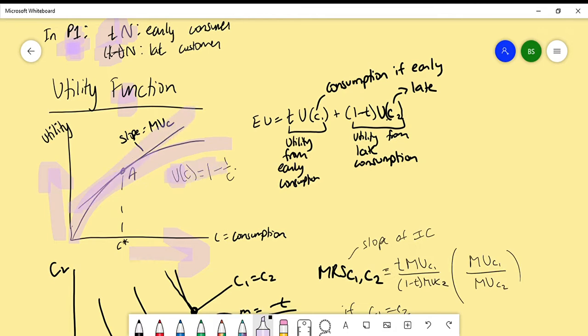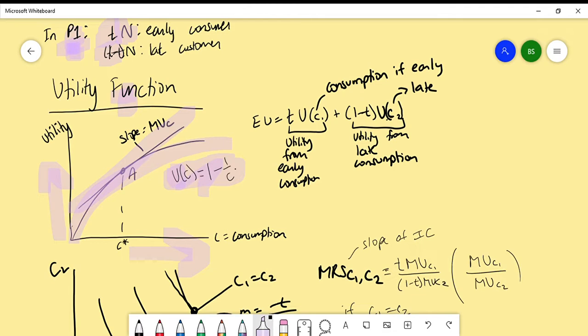When I was Googling this, I found this function that was utility of some consumption equals 1 minus 1 over the consumption value. I don't know if this was specifically for that example they gave, or if it's a general thing. I don't think it's a general thing. Okay, never mind then, forget this, but maybe remember it in case somebody asks you what the utility function is. But anyway, so we get this.